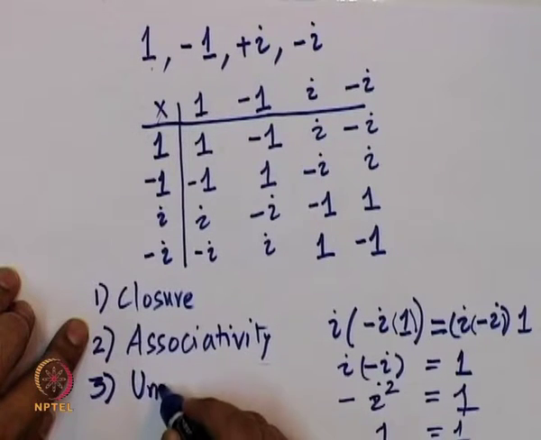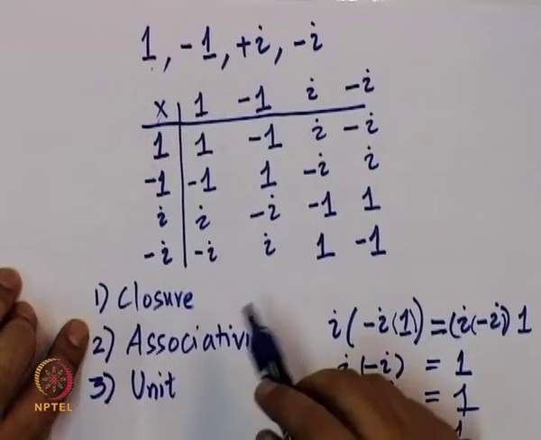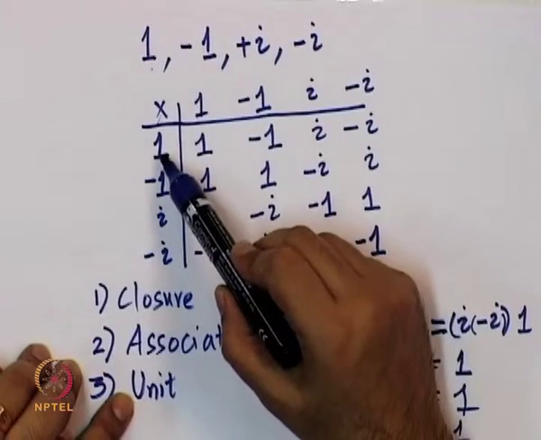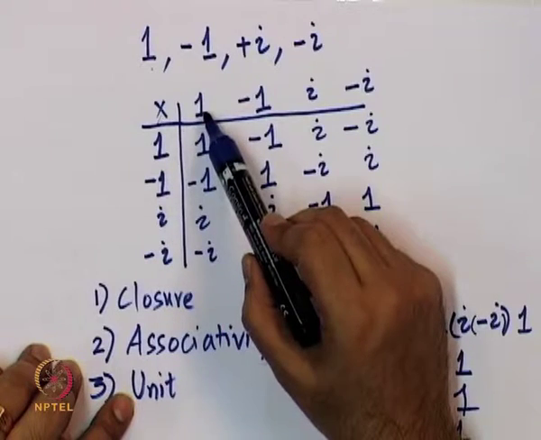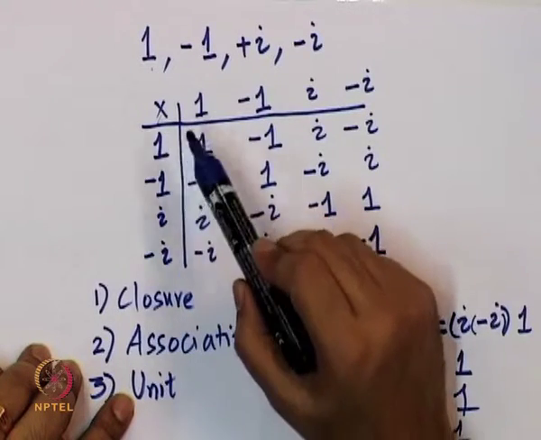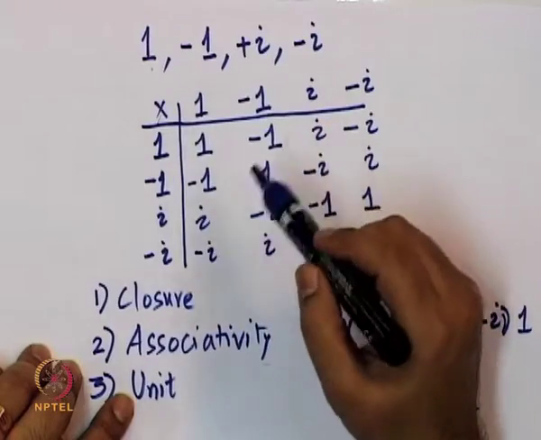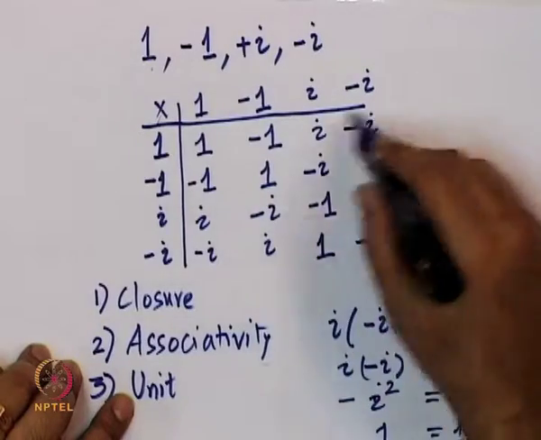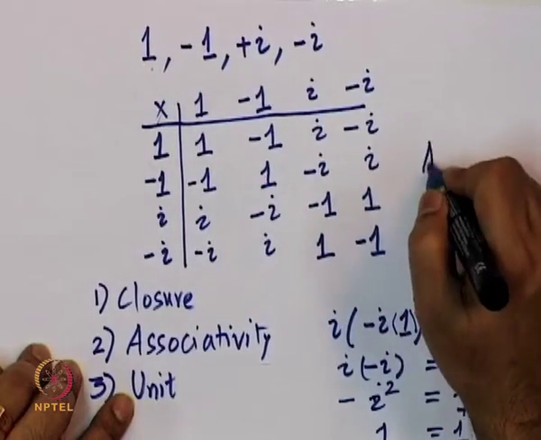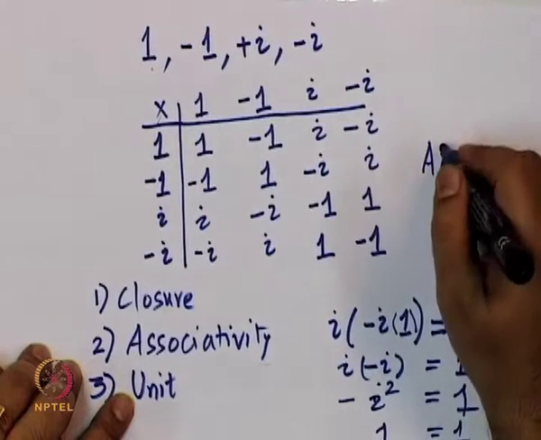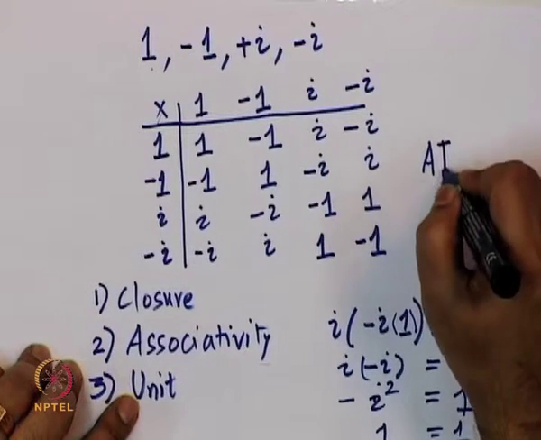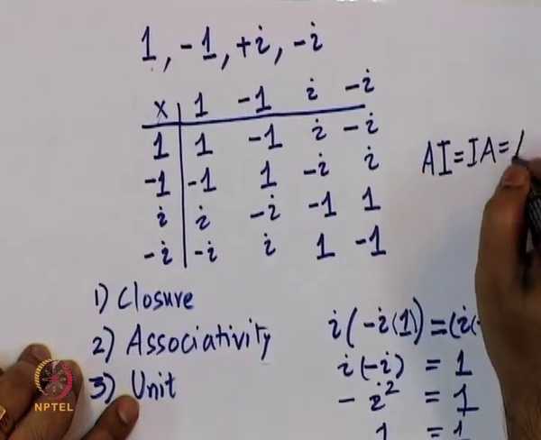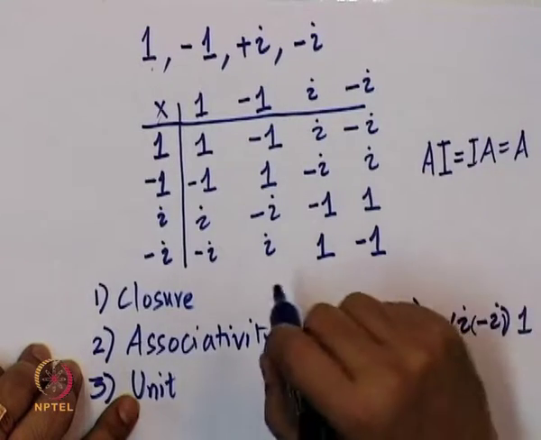Then there is the notion of a unit element. So, what we mean by that is that for every element there is one element which if you multiply you get the same element. That is, for every element, let us say A in a group, the unit element is an element which has the property that you multiply it, left multiply or right multiply, you get the same element, right.